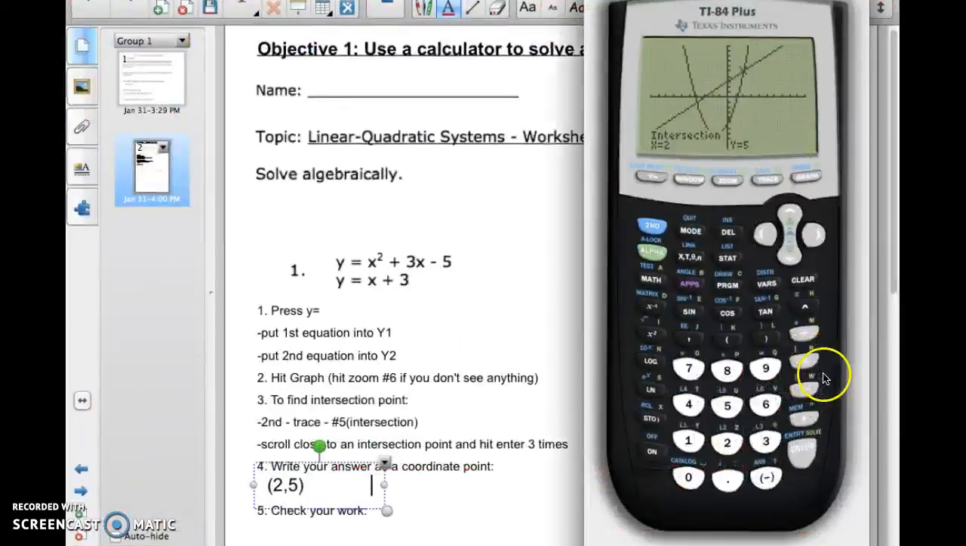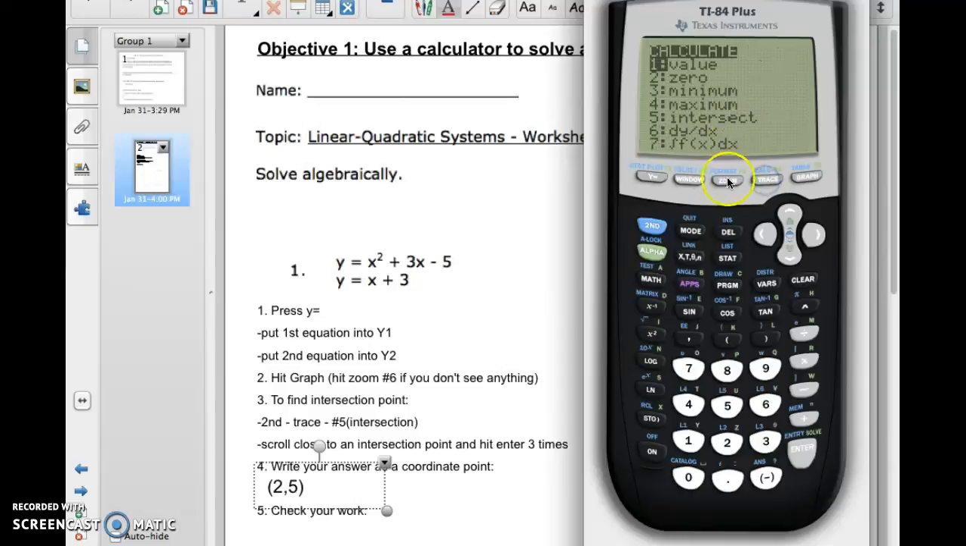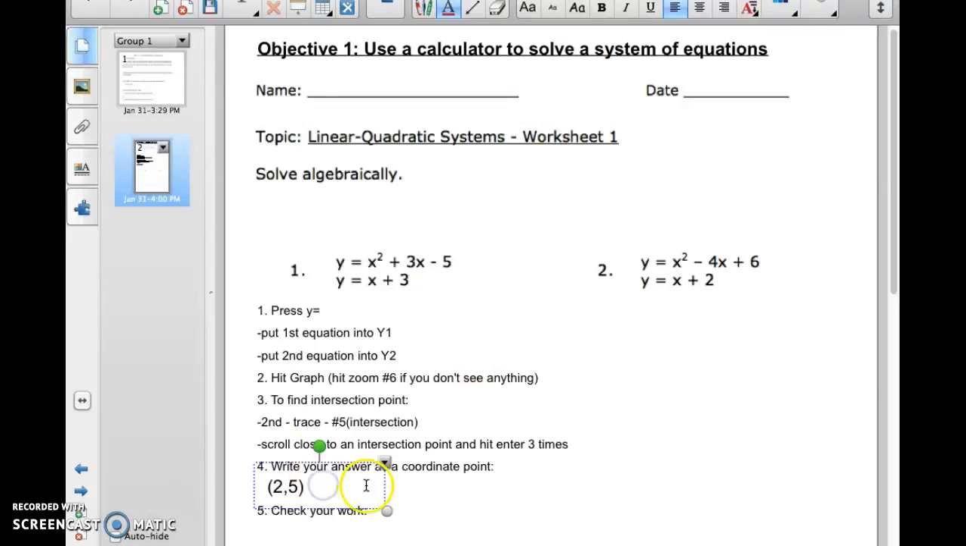Now let's go back and find the other one. I'm going to have to repeat the same process. Second, trace, 5 for intersect. I'm going to scroll over to my other point of intersection now. Get it as close as possible. Hit enter 3 times. And this one is (-4, -1). So I'm going to put that there. (-4, -1). So I have found the 2 points of intersection.